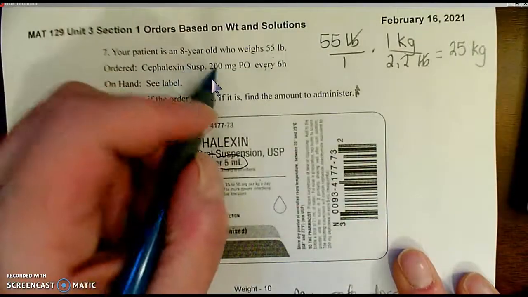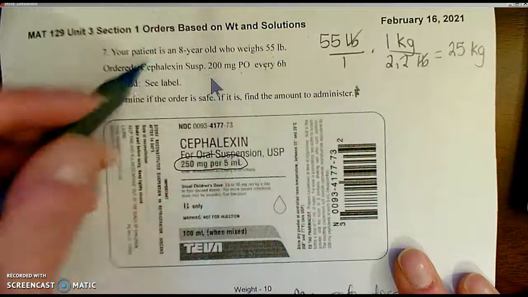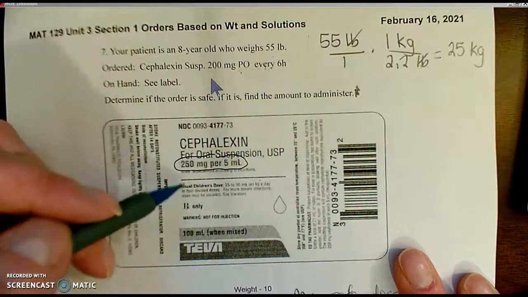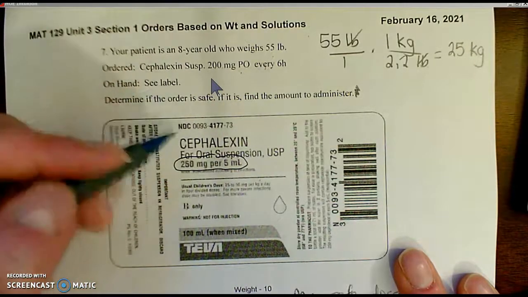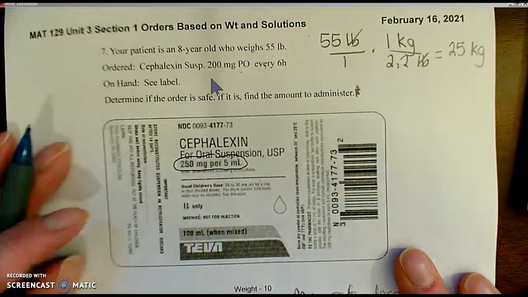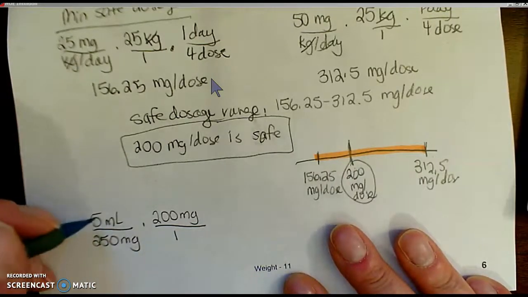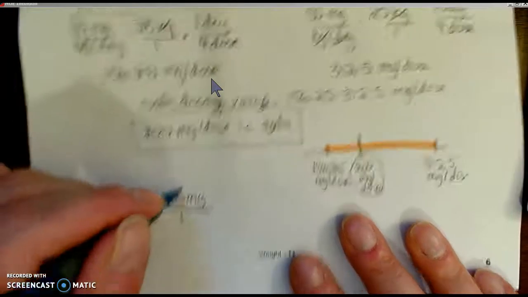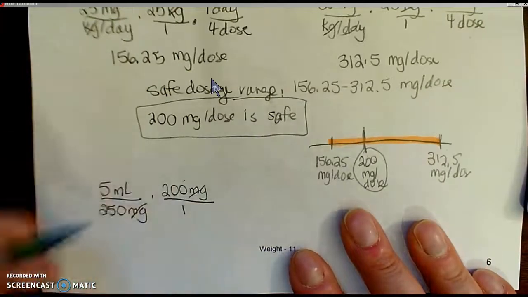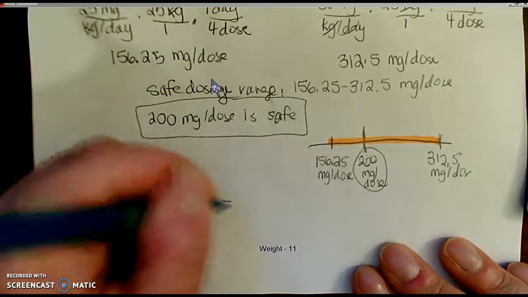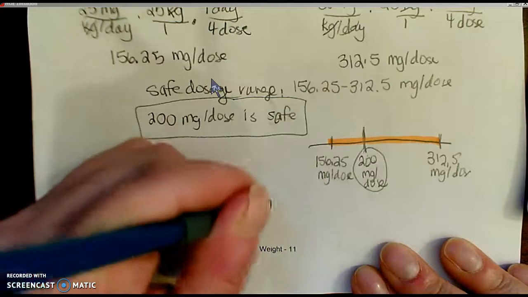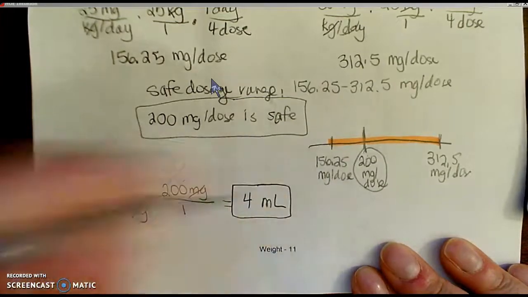Notice how the doctor's order doesn't take the patient's weight into consideration. The only reason we needed to take the patient's weight into consideration was to decide whether or not the order was safe. So now that we know it is safe, we're going to go ahead and figure out what to give the patient. So this is the amount to administer. There's the strength, and there's the doctor's order. The milligrams cancel, and that ends up to be 4 milliliters is what we're going to give the patient.